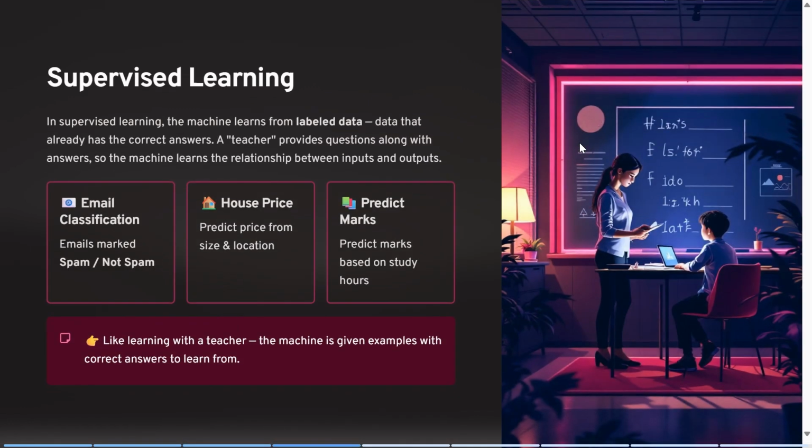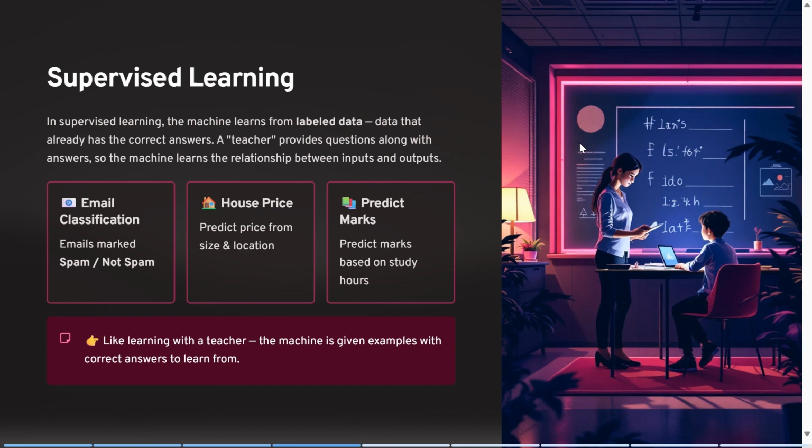The first type is supervised learning. In supervised learning, the machine learns from labeled data. Labeled data means we already know the correct answers. It's like learning with a teacher because answers are given. Some common examples of this type of learning are email classification, spam or not spam, as we discussed, then house price prediction, and predicting marks based on study hours. So here the machine learns the relationship between input and output.